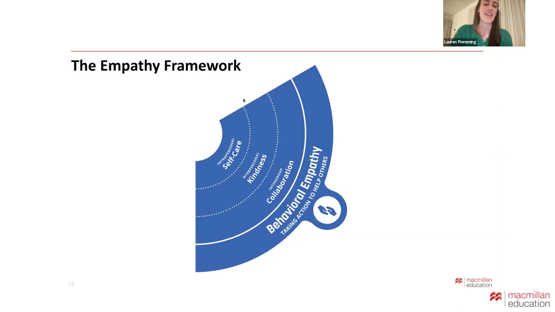And then finally, at the intergroup level, collaboration extends our kindness and willingness to help not only those in our own social group, but members of other groups as well. Collaboration is a key part of empathy, as it involves working with others to make a positive difference in the world. Collaboration can also involve related skills like respectful communication, active and compassionate listening, conflict resolution, and problem solving.